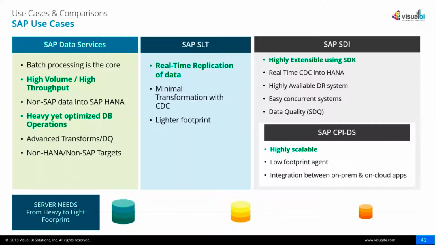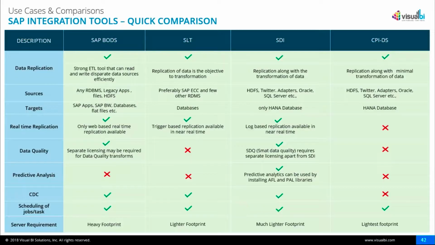And as we discussed already, the server needs are more for SAP Data Services. It is slightly lesser for SLT, and it becomes the least in terms of footprint when you go towards SDI and CPDS. A quick comparison sheet for you here. In terms of data replication, all of the tools can give you the replication capability. Sources, yes, you have a lot of sources that you can connect to from all of these tools. In terms of target, SAP BODS is a full-fledged ETL tool that gives you a large variety of targets to connect to. However, SLT technically can connect to any database, but is used mostly in the HANA context. Smart Data Integration and CPDS can connect only to the HANA database. Real-time replication is possible with BODS, SLT, and SDI.